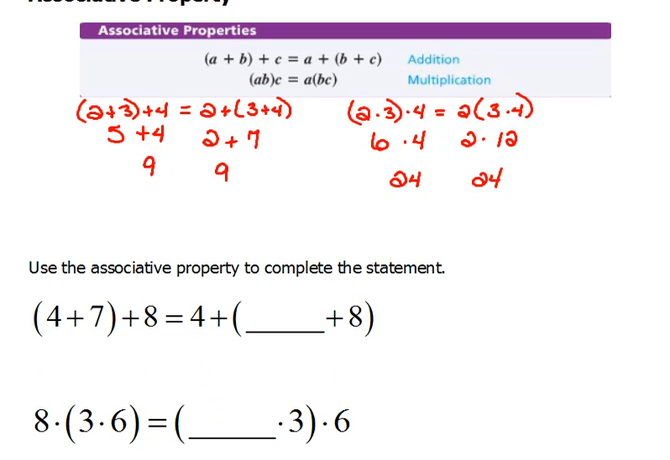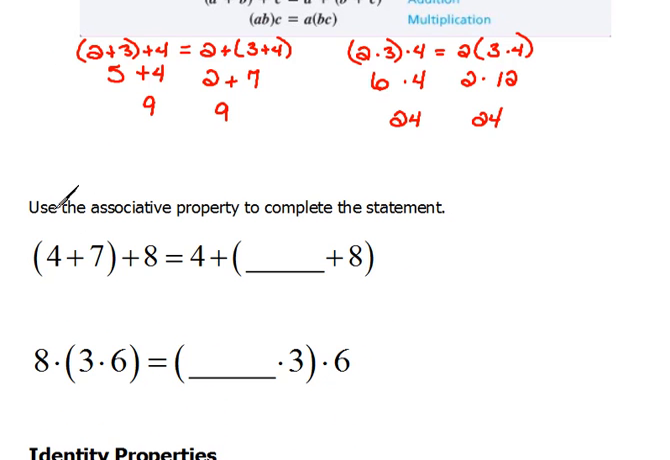Let's look at an example. Here we have one that says, use the associative property to complete the statement. (4 + 7) + 8 is equal to 4 + (what + 8)? Well, again, remember, in the associative property, our order does not change, so that would be a 7. We are just simply reassociating what we do first.